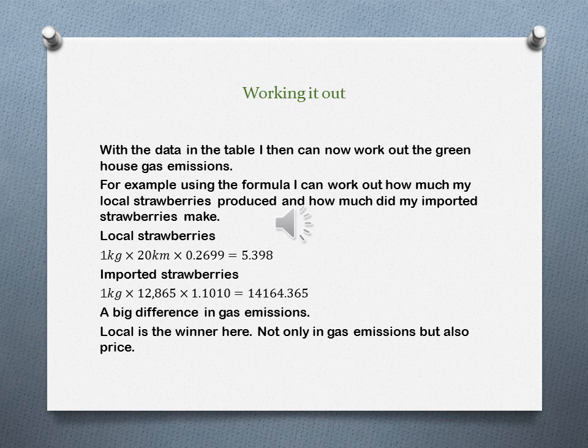For example, local strawberries that I have chosen were 1 kilo multiplied by 20 kilometres multiplied by 0.2699, which gave me 5.398 gas emissions, while the imported strawberries gave me 14,164.365 gas emissions. That's a big difference in gas emissions.